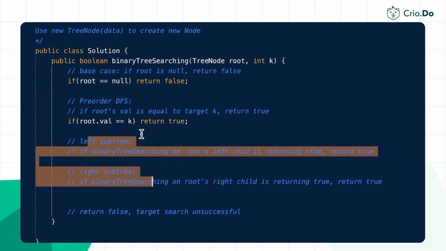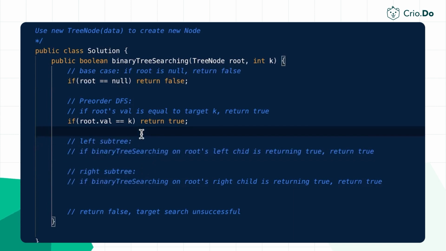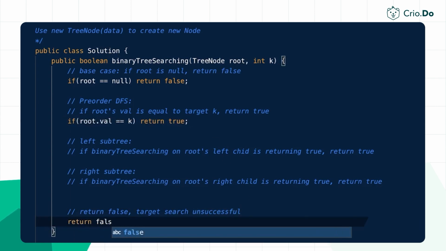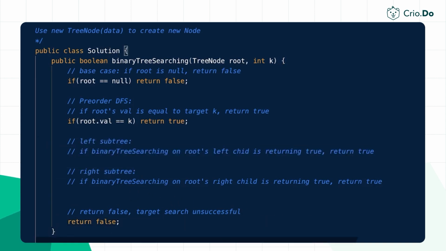Now there will be two recursive calls. The first recursive call should be in the left subtree, then the recursive call should be in the right subtree. If I run this code up to this point, obviously it is going to show me an error. Why? Because if none of these if conditions execute, then I have to return something. So let's write the code to return false if the target search is unsuccessful. We are not making the recursive calls for now.